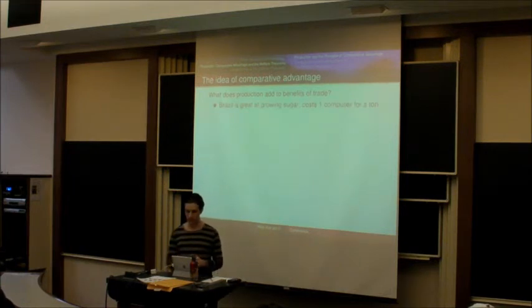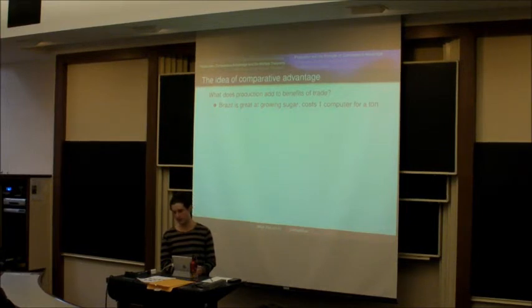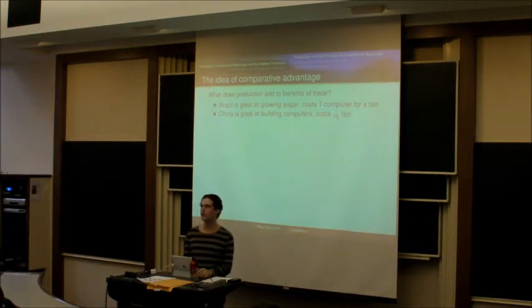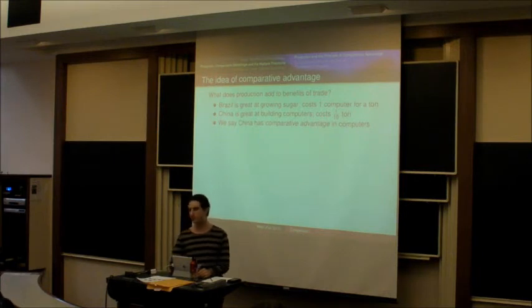So, just to give an example of that, Brazil is really good at growing sugar, right? So imagine it costs one computer. That is, for each computer that Brazil makes, it could instead make a ton of sugar. And China, on the other hand, is much better at building computers. So it costs them only 1/10 of a ton of sugar in order to make a computer, right? So on this basis, we say that China has a comparative advantage in making computers, and Brazil has a comparative advantage in growing sugar.